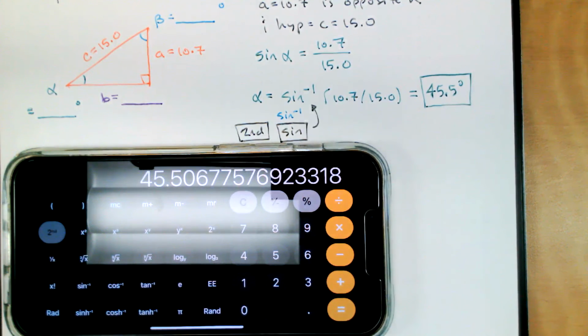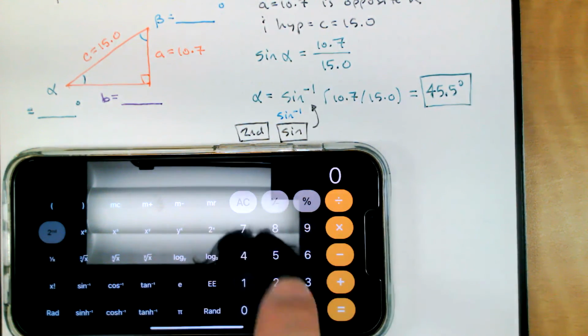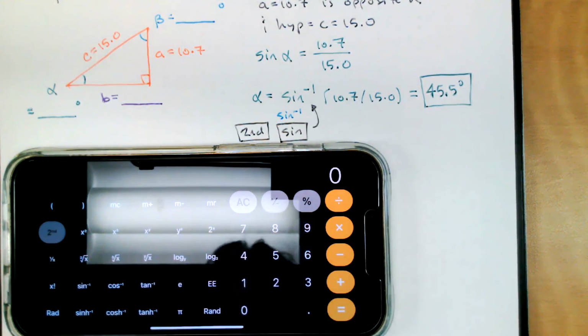Any questions? Yes. Yeah, you would press second, sine. Yeah, close parentheses and then enter. And you can do that.